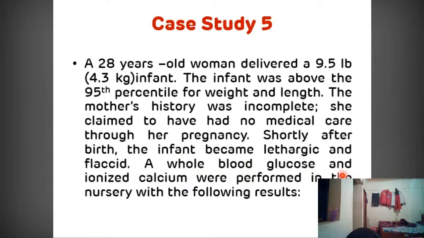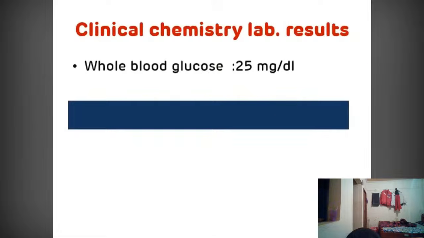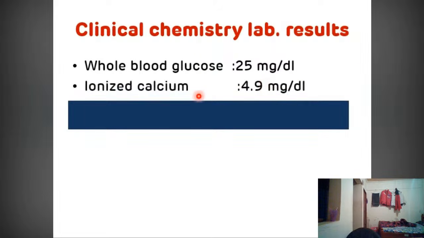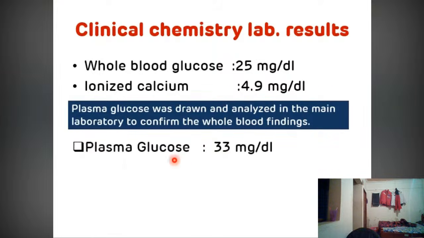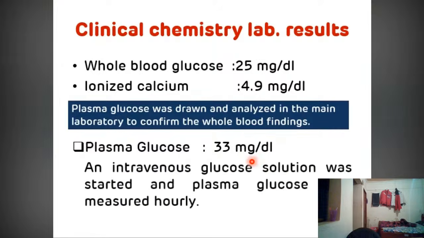A whole blood glucose and ionized calcium were performed in the nursery with the following result. The whole blood glucose was 25 milligram per deciliter and ionized calcium is 4.9 milligram per deciliter. And the plasma glucose was drawn and analyzed in the main laboratory to confirm the whole blood findings. The plasma glucose was 33 milligram per deciliter. An intravenous glucose solution was started and plasma glucose was measured hourly.